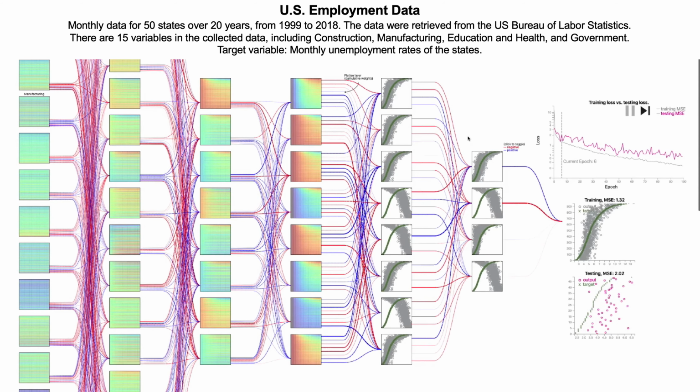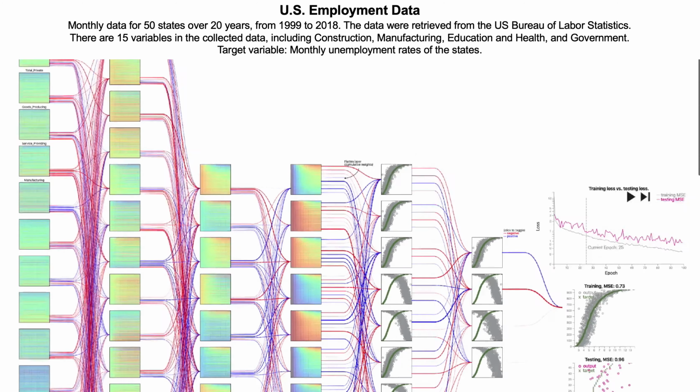The US unemployment data comprise monthly for 50 states from 1999 to 2018. There are 15 variables in the collected data, including total non-farm, construction, manufacturing, education and health, and government. The target variable is the monthly unemployment rates of the states.